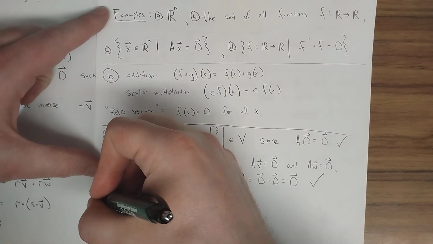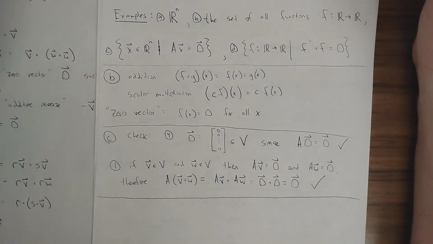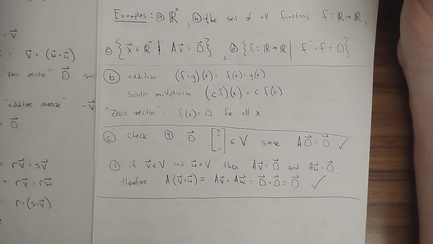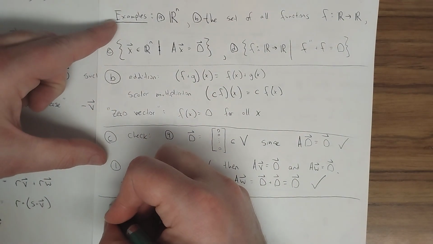And so maybe, like I said before, I'm not going to check all the properties for all these examples. Let me just jump around and check a few of them for each one. Let's talk about D.